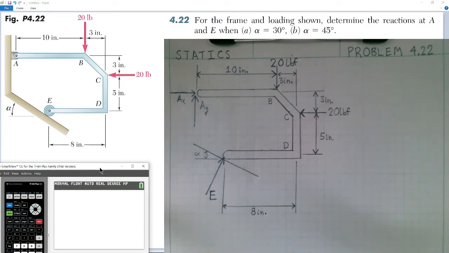So number 22 says, for the frame and loading shown, determine the reactions at A and E when alpha equals 30 degrees and when alpha equals 45 degrees.